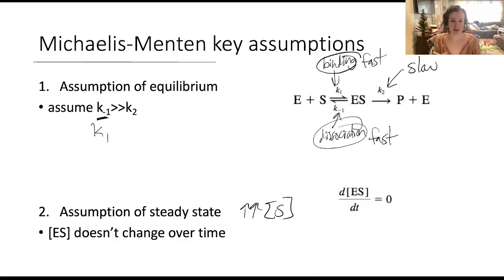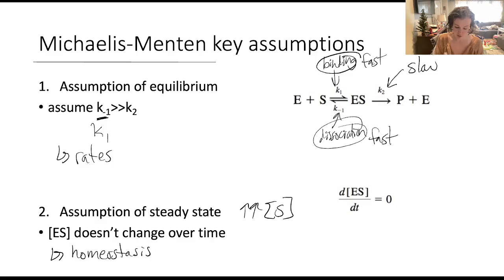The mathematical representation of that is to the right. And I want to emphasize the difference here, folks, between equilibrium and steady state, because equilibrium is an idea of rates of reaction becoming equal, and steady state is about the concentration of things not changing over time, which is more of an idea of homeostasis rather than equilibrium.